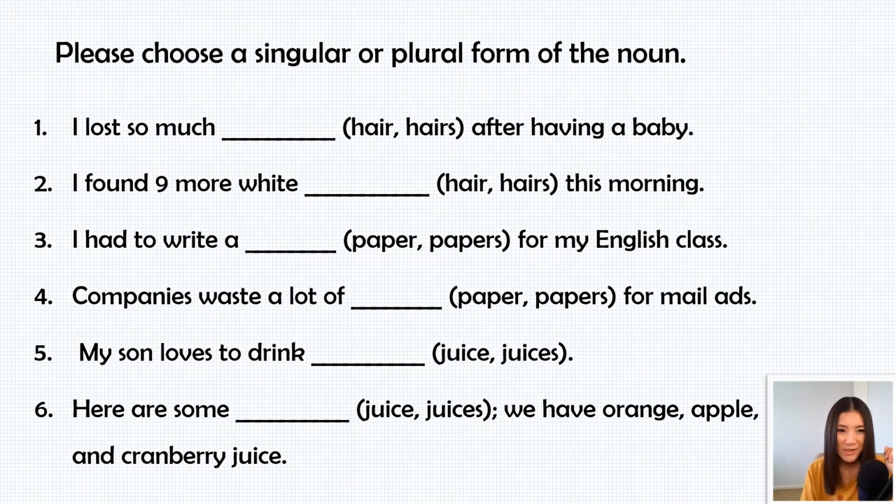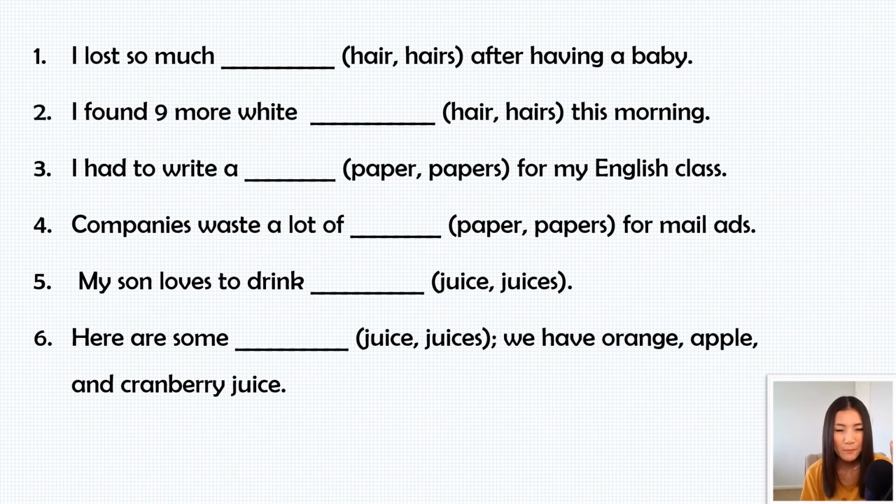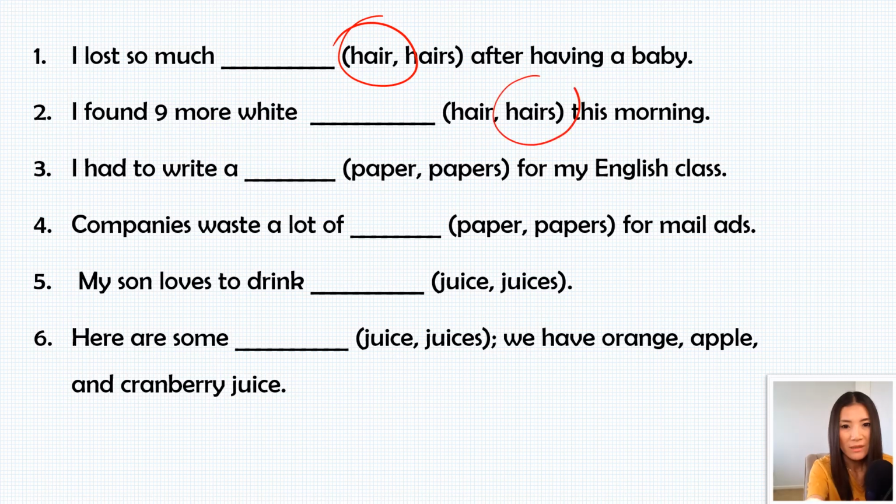Let's take a few minutes to do our last exercise. Please pause this video for more time, and please just choose between the singular or plural form of the noun, depending on the context of the sentence. Number 1, I lost so much hair after having a baby. So it's a non-count noun here. Number 2, I found 9 more white hairs this morning. 9 hairs. These sentences are very sad.